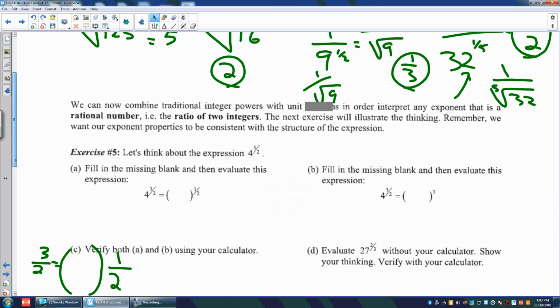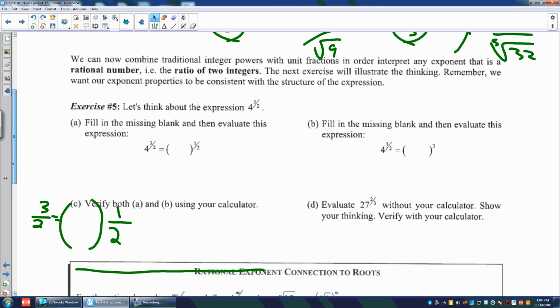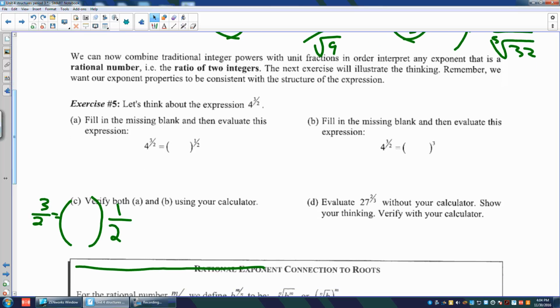We can now combine traditional integer powers with unit fractions in order to interpret any exponent that's a rational number. In other words, a fraction. The next exercise, we're going to illustrate this thinking. Remember, we want our exponent properties to be consistent with the structure of the expression. Let's think about this. Something like 4 to the 3/2 power.